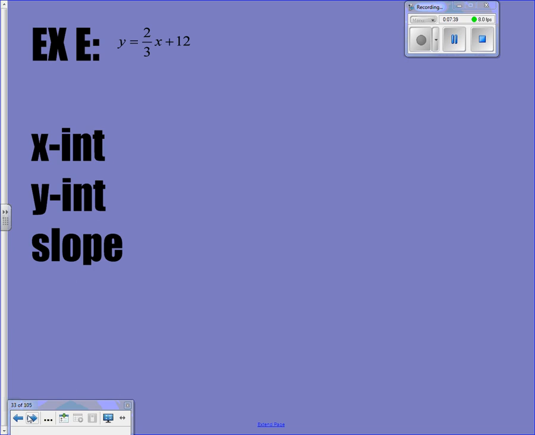Okay, so let's find the x-intercept. Same rule as before. Let y equal 0 and solve for x. Okay, first step, solving for x. Subtract 12 from each side. So I've got negative 12 equals 2/3 x. More fractions, your favorite. Multiply by the reciprocal again, which is 3/2.